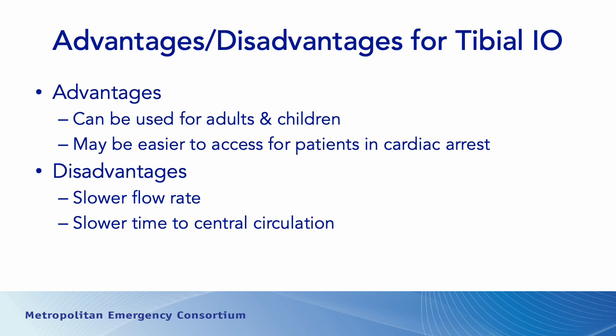So, you make a choice. If you need an IO, place it correctly. It's your choice to decide if you're going to use the humeral head or the proximal tibia. At some point, we may transition to the distal femur for children and eventually for adults. I don't think we're there yet.